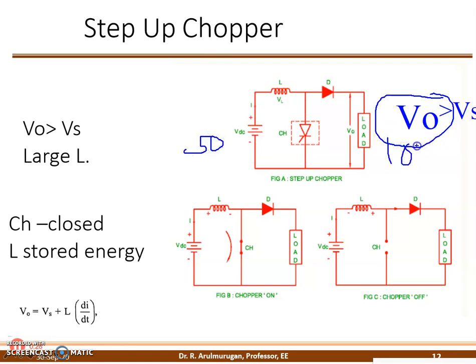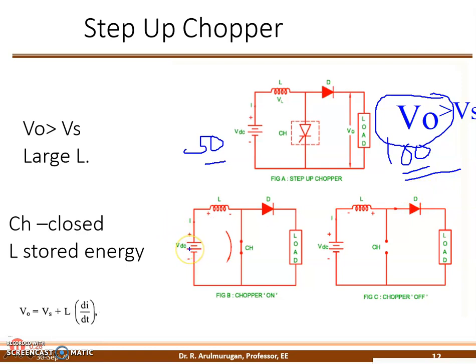How is it possible? Very simple. There are two modes of operation. What are the two modes? One is switch closed, the second is switch open. Mode 1 is switch closed, mode 2 is switch open. How is 100 volts produced? You apply 50 volts, but output is 100 volts. How is it produced? Very simple.